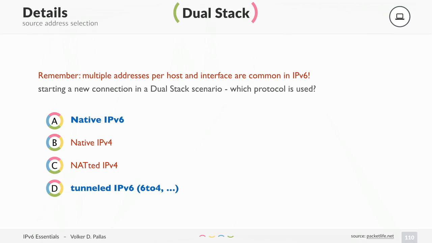Remember, you can have multiple addresses per host and interface. This is common in IPv6. So if you are dual stack, which protocol do you use, apart from which source address do you use?